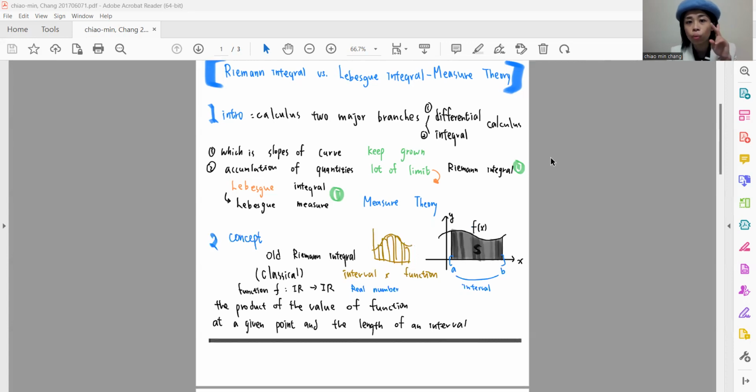So calculus has two major branches. One is differential calculus and the second is integral calculus. In the first one you can see the slope and curve we can calculate, which in differential calculus keeps growing, but on the other side is the calculus of the quality, which has a lot of limits. They go from the Riemann integral to generalize to the Lebesgue integral, and from this integral they create the Lebesgue measure, which is measure theory.